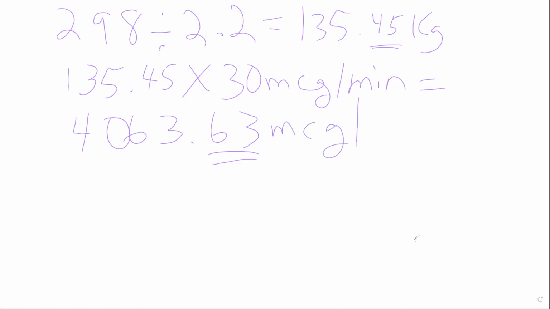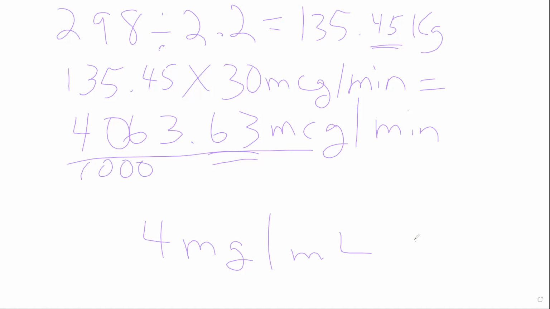Micrograms per minute. On hand, we have 4 milligrams per ml. So we have to convert these micrograms into milligrams by dividing by 1,000. And that gives us 4.063. Remember that 63 is infinity, and this is milligrams per minute.